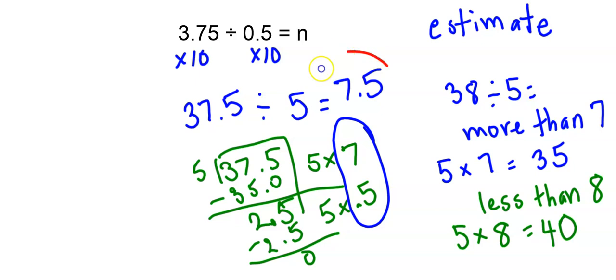Now, let's look back at our estimate. We said that it was going to be more than 7, but less than 8. Is 7 and 5/10 a reasonable answer? Yes, it is. Let's practice another one.